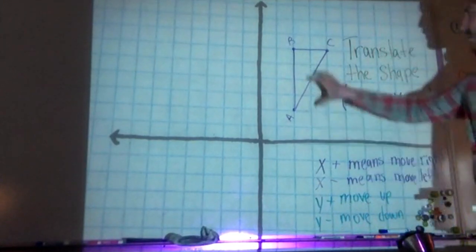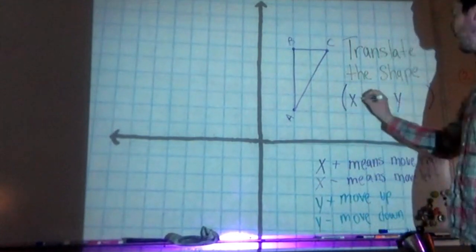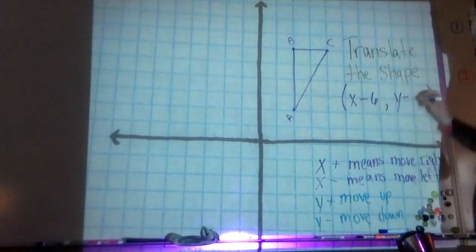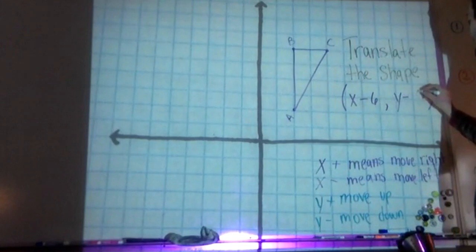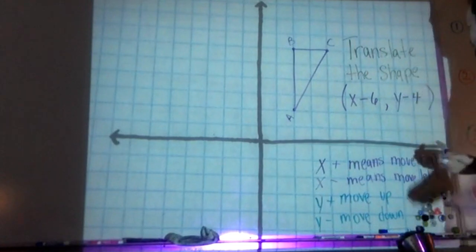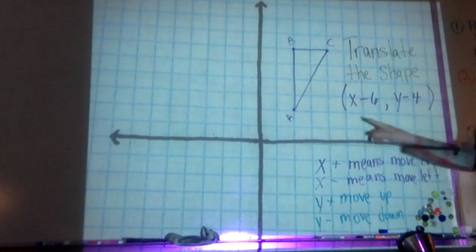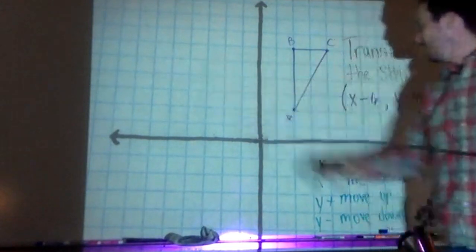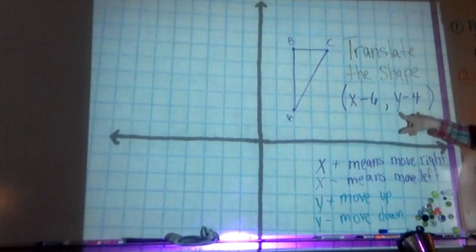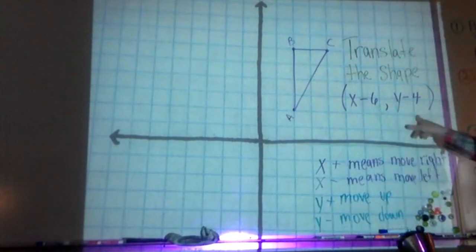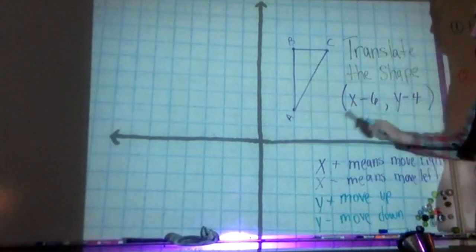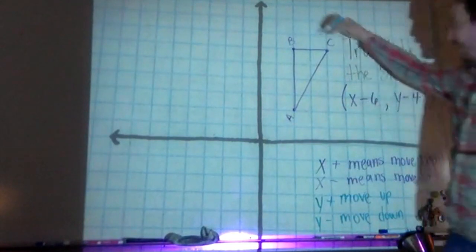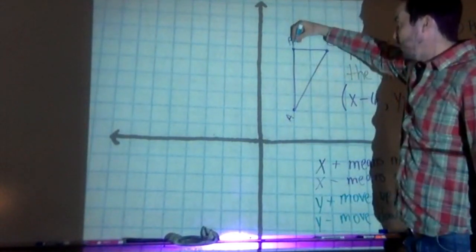Alright, so with this triangle, let's do x minus 6, and y minus 4. Since it's x minus, that means we're going to be moving our object to the left 6 units. And y minus 4 means we're going to move down 4 units. So we're going to take each one of these points and move them 6 to the left, and then 4 down. So, my new B, I'm going to move this 6 over.